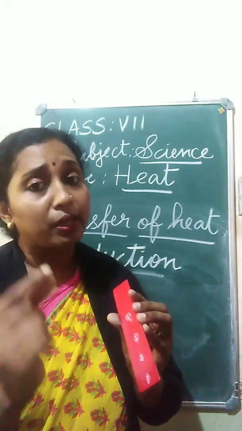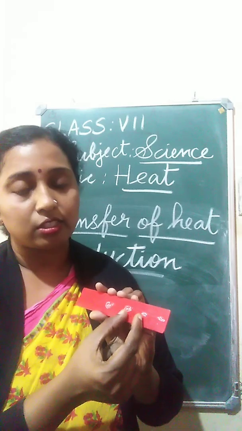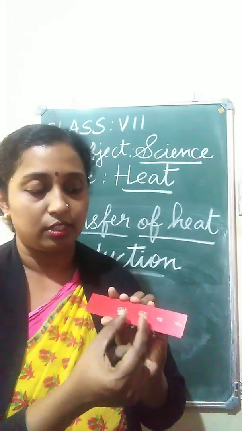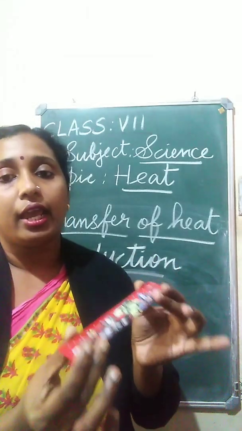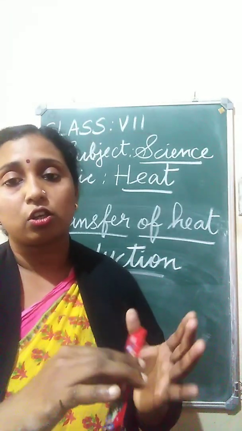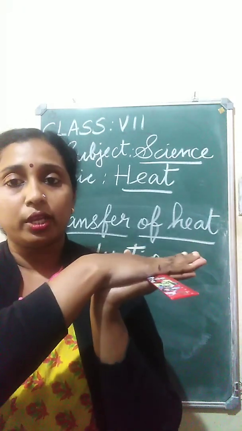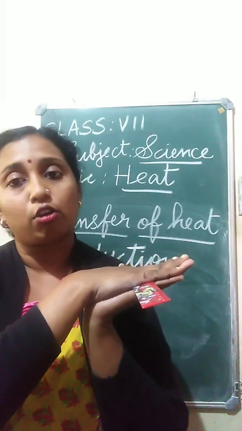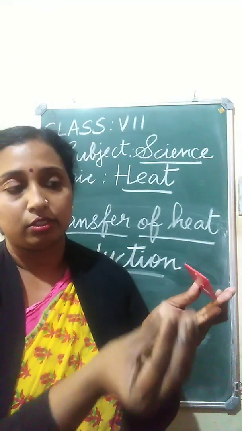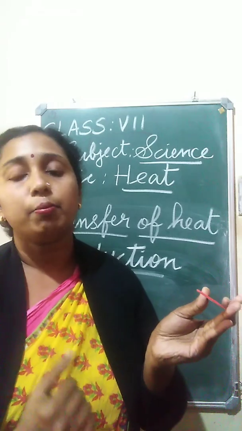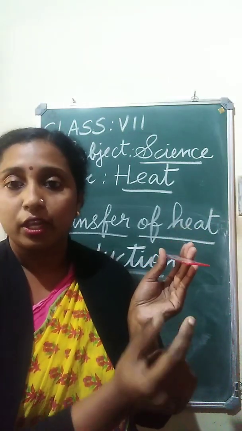You can take pieces of wax and fix them on this rod, and each wax piece should be at an equal distance. One end of the rod should be placed in between two bricks, and the other end of the rod should be heated using a candle or a burner.